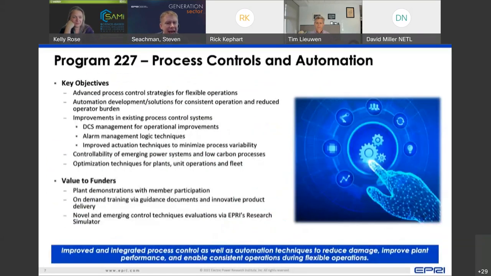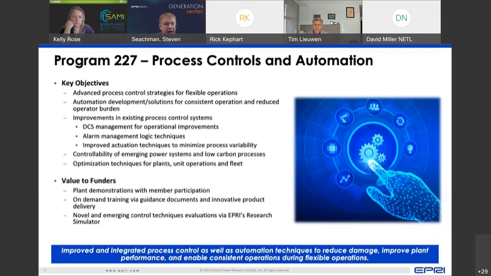So some of the key activities that we're doing at EPRI within this area: we have several programs that are actually dedicated to intelligent and autonomous power plants. The first one is the one I'm managing, so that's why I put it first. It's program 227, Process Controls and Automation, which is looking at advanced process controls and strategies for flexible operations, but also at automating those processes as we move along. And once again, we'll be hearing from some of our panelists on where we are in that maturity level.